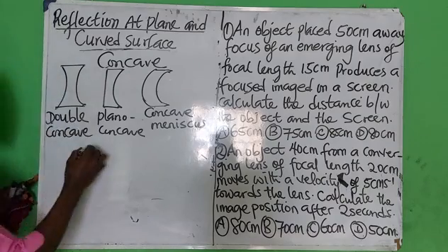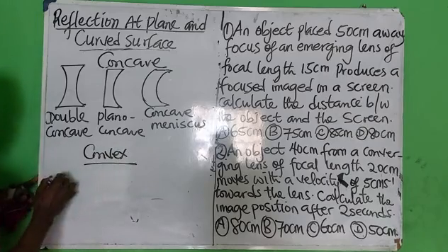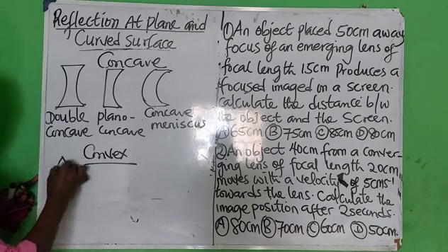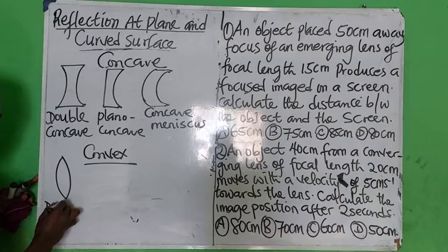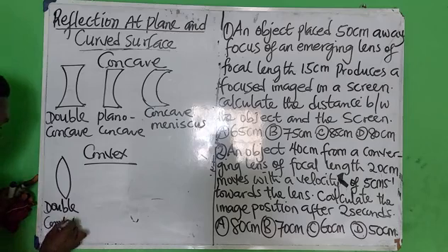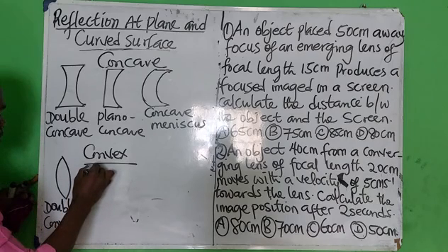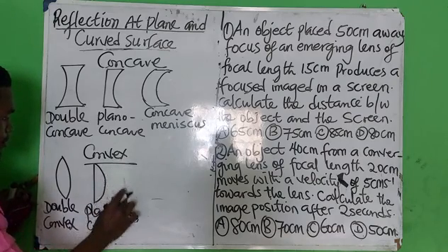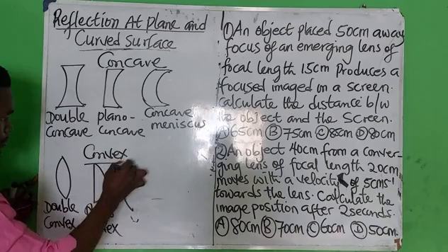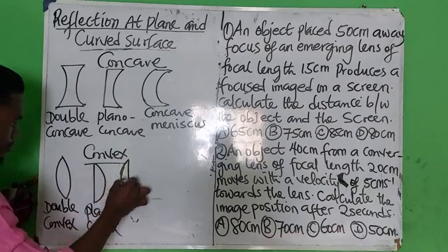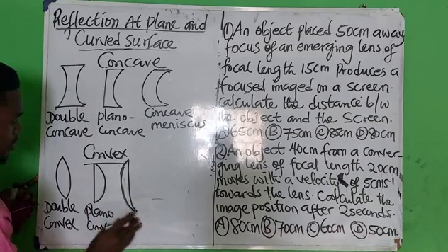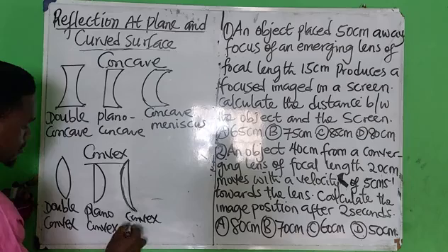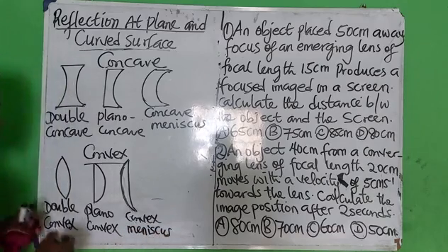And you now have, based on convex, you call this double convex. You have this, plano convex. You have plano convex, and you have this, convex meniscus. So please take note of that.